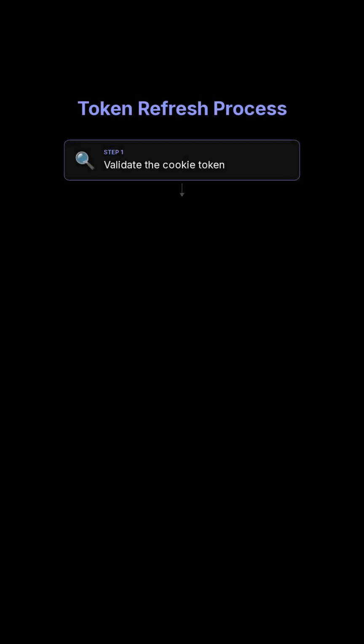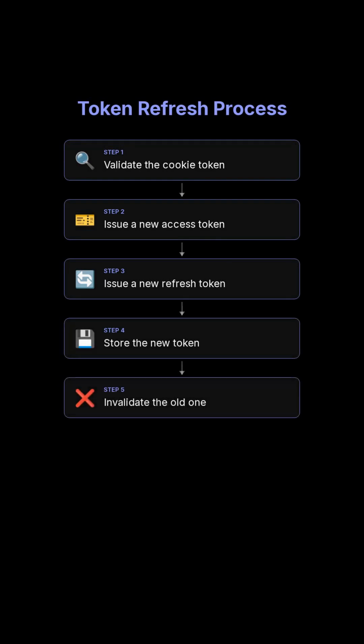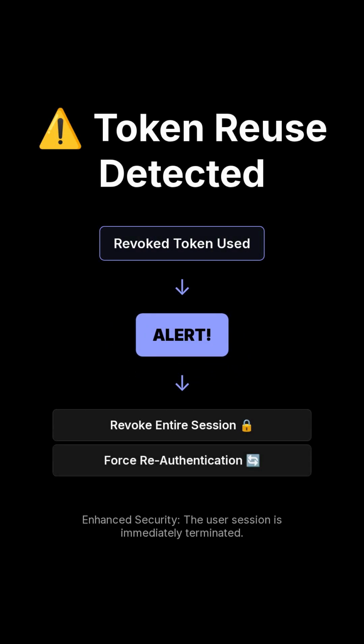On refresh, validate the cookie token, issue a new access token plus a brand new refresh token, store the new token, and invalidate the old one. Important: detect reuse. If a revoked token is used, revoke the entire session and force reauthentication for enhanced security.